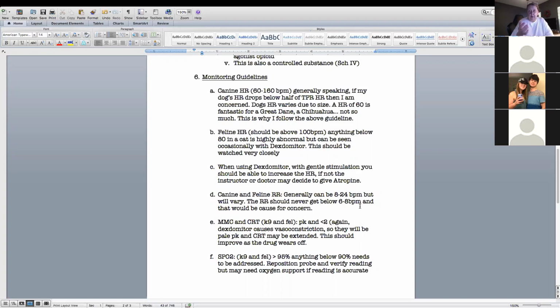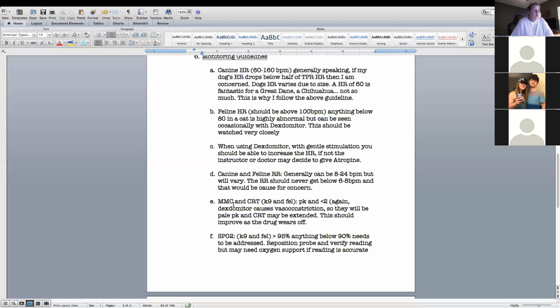Then you look at all the other vitals. I've already told you mucous membrane and CRT, pink in less than 2, but these guys will be pale, and your CRT may be close to 2 seconds due to the vasoconstriction with the drug. But as the drug wears off, when you get closer to the 30-minute mark, their color will improve because the vasoconstriction starts to wear off. Usually the heart rate starts to come up a little bit, the color gets better, and they should start to be breathing more. So around that 30-minute mark, you should see an improvement in respiratory rate, heart rate, color, things like that.